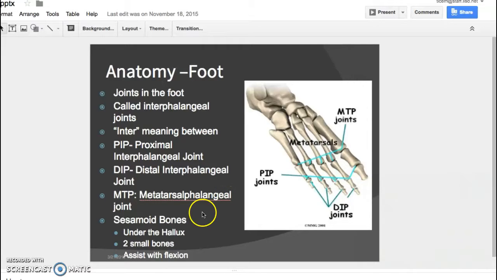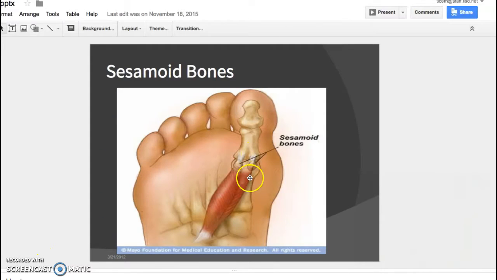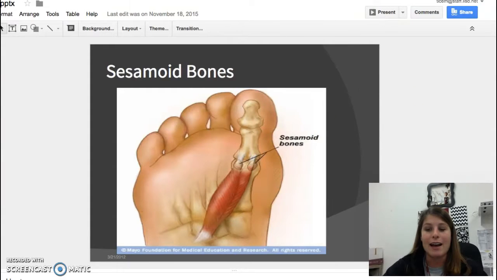We have 2 special bones that are in our foot. They are called sesamoid bones. Okay, they are itty bitty tiny little bones that live on the bottom side of our foot, underneath our hallux, that big toe, and they help with flexion. Okay, here's a better picture of those. They're itty bitty tiny little bones, and they sit right there over where our tendon lies. Okay, you just need to know that the sesamoid bones are located underneath that hallux.